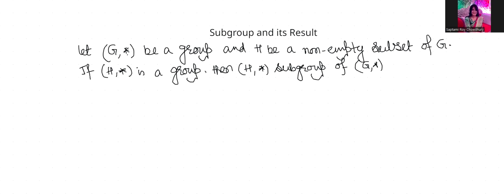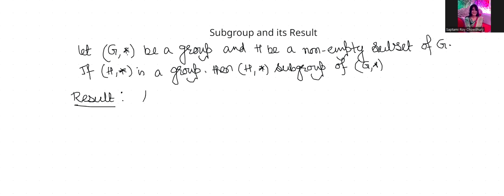Now, if we have to check any result, any subgroup, then it is hectic or more time taking to show all the 4 conditions of a group, and again to show that this is a non-empty subset of G. Then which method will we apply? We will apply a result. What is that result?